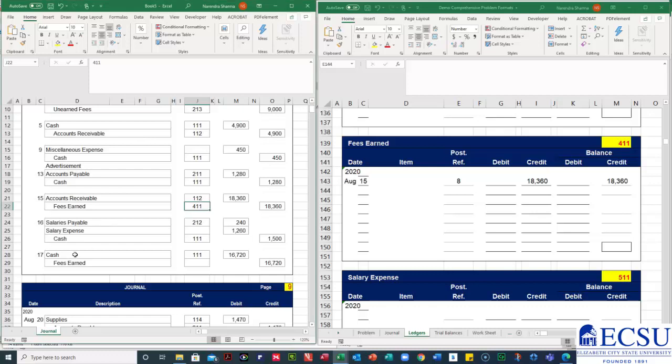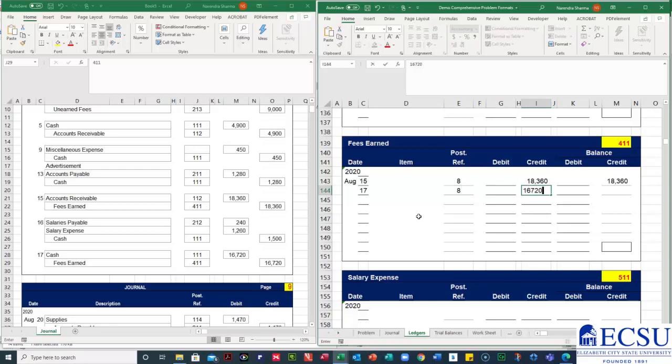Now on the 17th, there is another one. So I'm going to write 411 here, 17th. Again on page 8 of the journal, I'm bringing that, and it is again a credit of 16,720. So my balance will go up because it's a credit plus a credit.